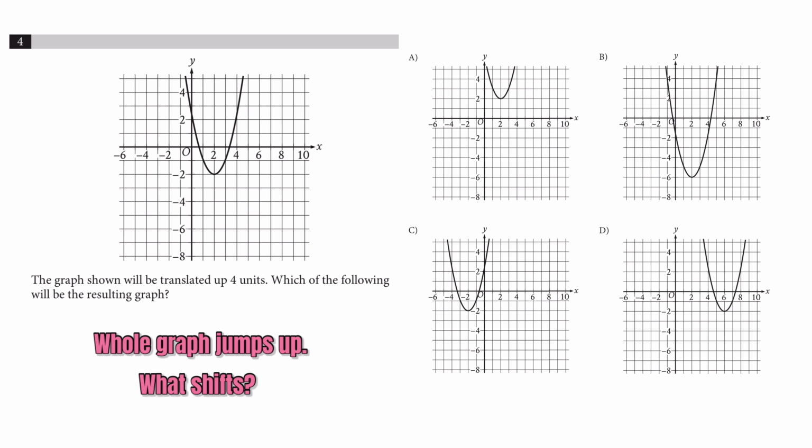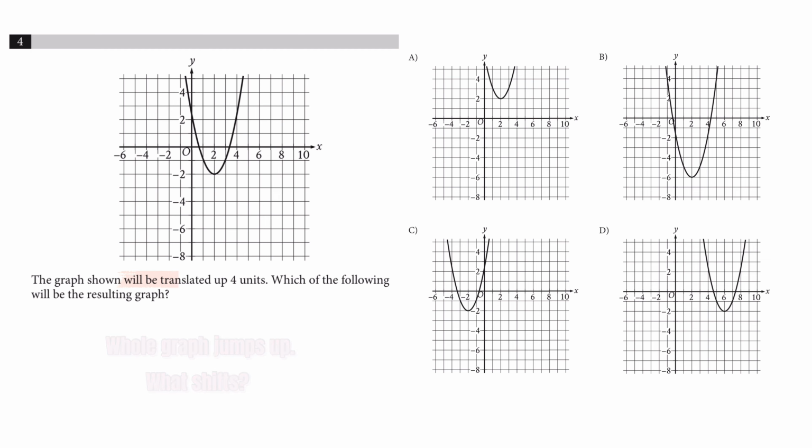Next question, graph translation. Don't let it trick you. This tests your understanding of graph transformations. We're told the graph is translated up 4 units. That means every y value increases by 4. The original graph passes through points like (1, -1), (2, -2), (3, -1). Add 4 to each y, only choice A matches that.